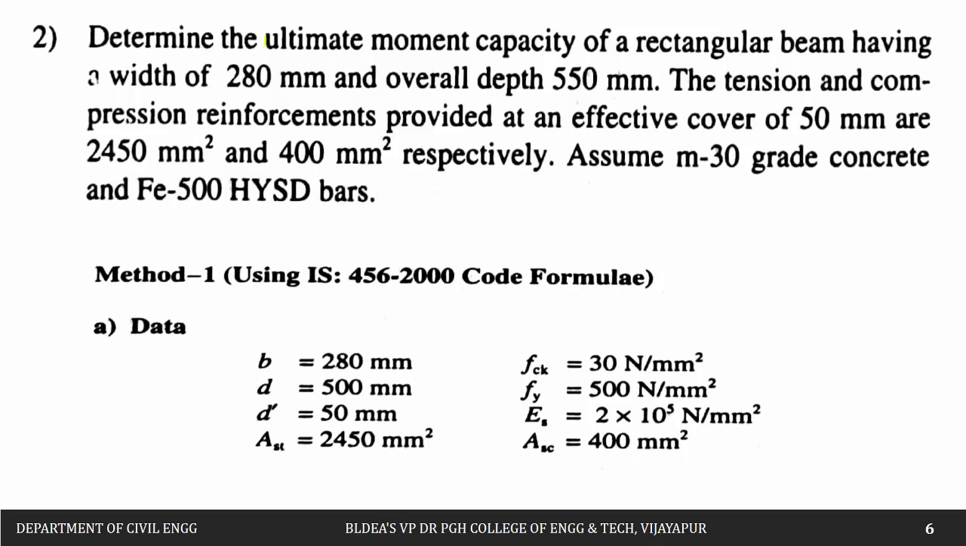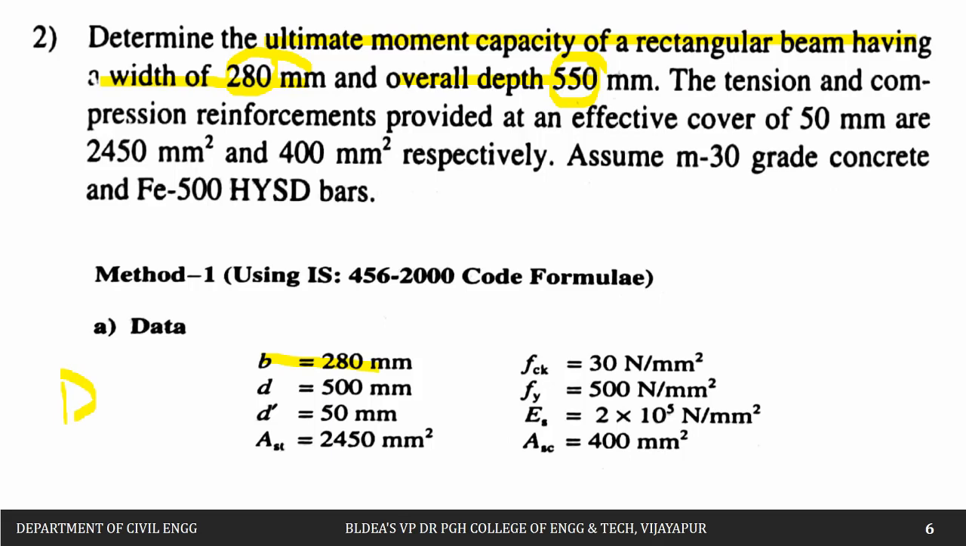Determine the ultimate moment capacity of a rectangular beam having a width of 280 mm. Width is nothing but B, that is 280 mm they have given, and overall depth of 550 mm. Overall depth is nothing but capital D. So capital D is 550 mm.